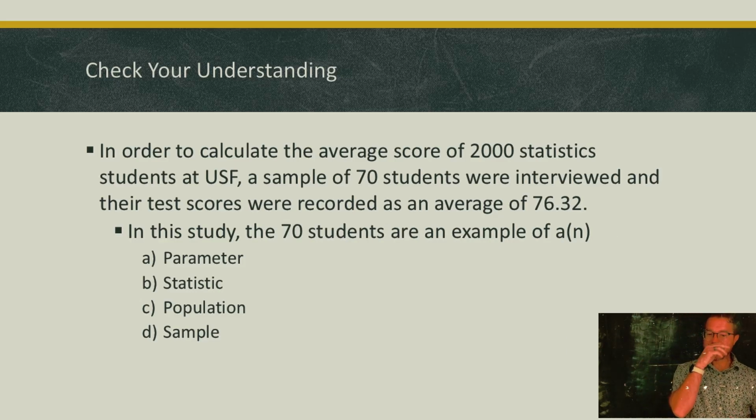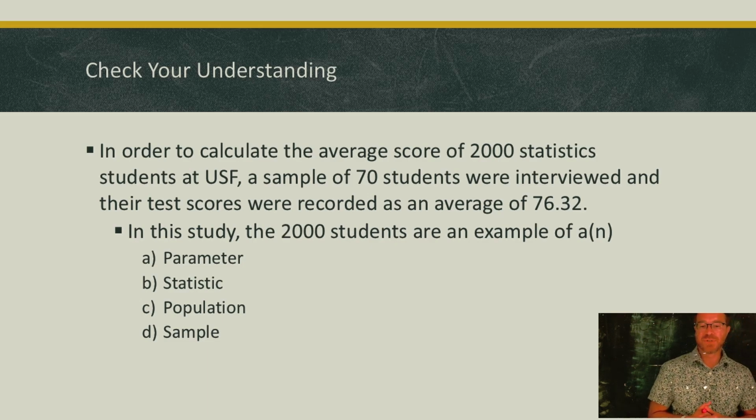Same question, but in this study, the 70 students are an example of what? So the 70 students are the people that we actually gathered the data for. They are our sample. They are a subset of those total 2,000 students. In the study, the 2,000 students were an example of what? Well, in this case, these are the population. These are the 2,000 statistics students that we're interested in. But to know what the parameter was, it would be the average test scores for all 2,000 students. So we'd be inferring that.